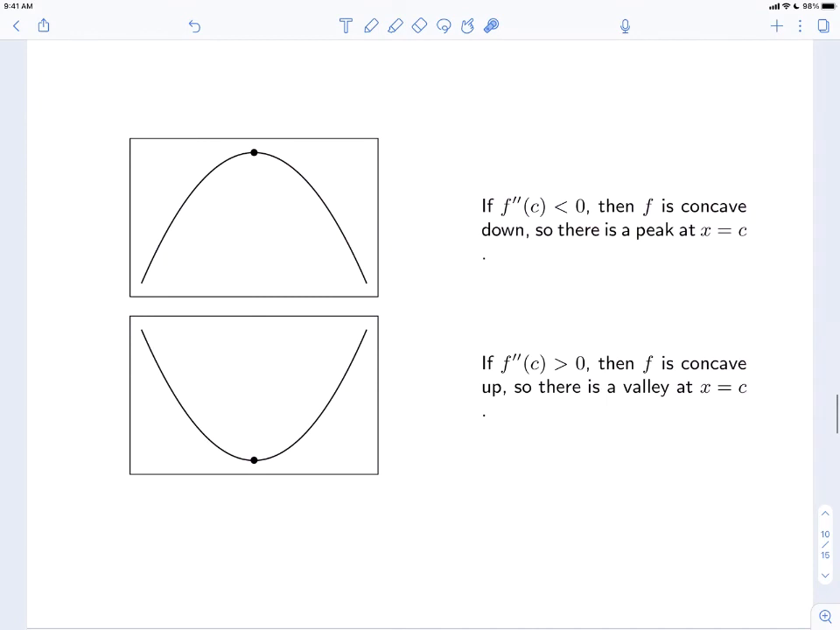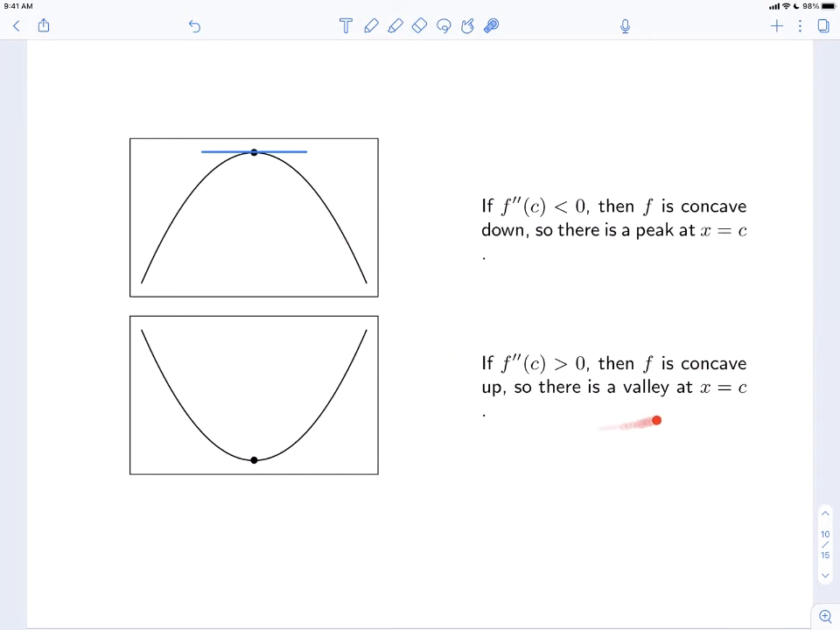So on this slide, we just repeat what I just said. If f prime prime of c is less than 0, then it's concave down. And so that means, if it's concave down and you have a critical number, in other words, a horizontal tangent line, and you suspect that it belongs to a local maximum or a local minimum, and you discover that it's concave down there, then it must be the peak of a mountain or a hill. And so it must be a local maximum.